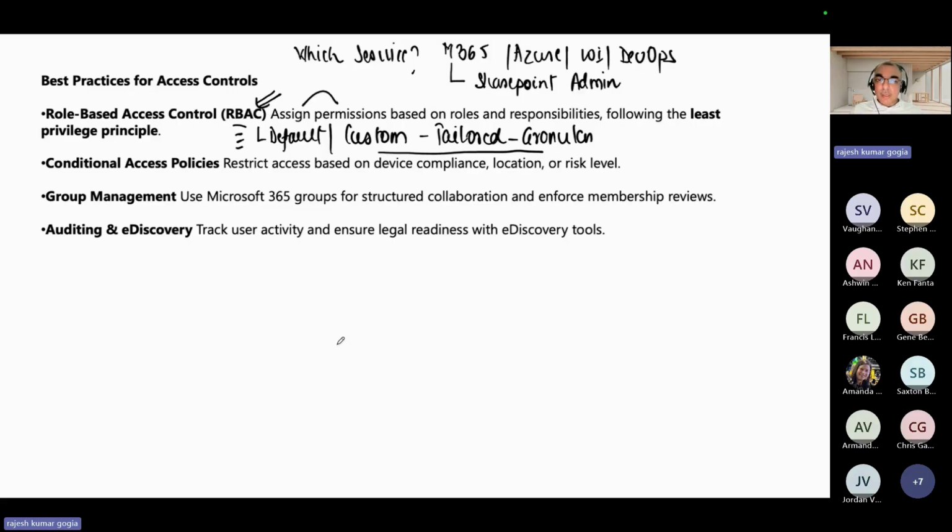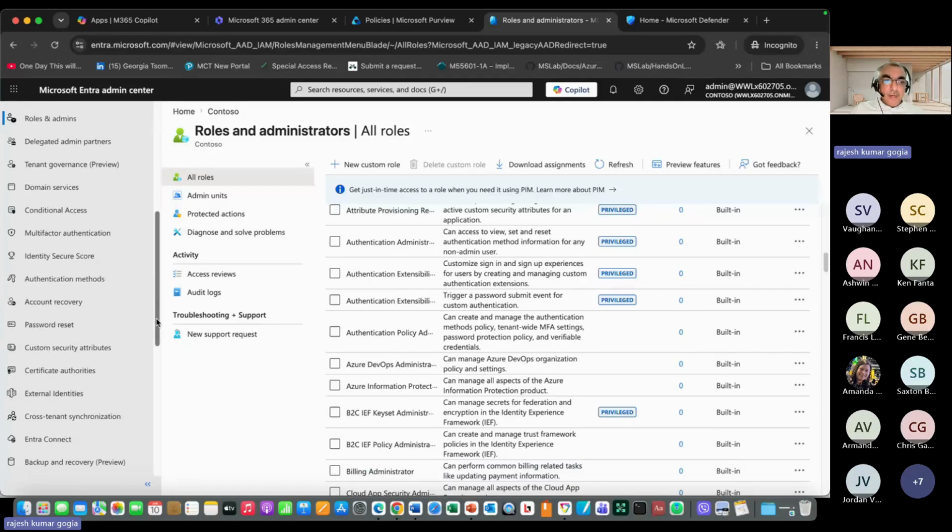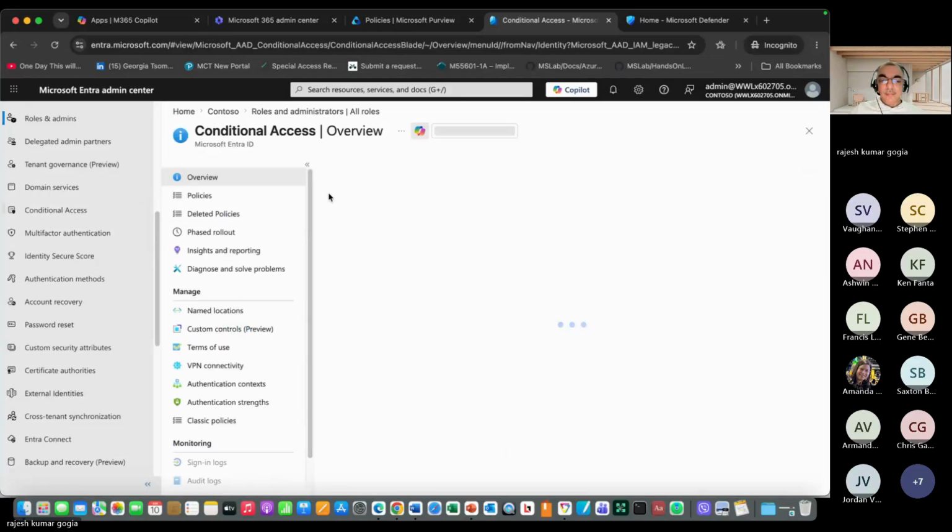And based on that, along with that, for the best practices of access control, it's always the best approach that they should set up conditional access. Now, this is what I was referring to earlier. See, if you go down to Entra, there itself you find conditional access here.